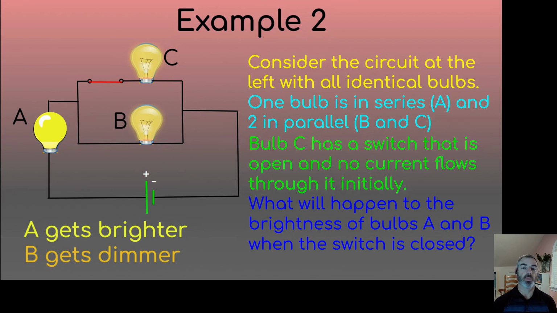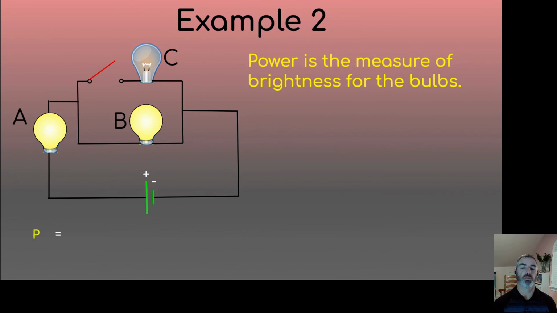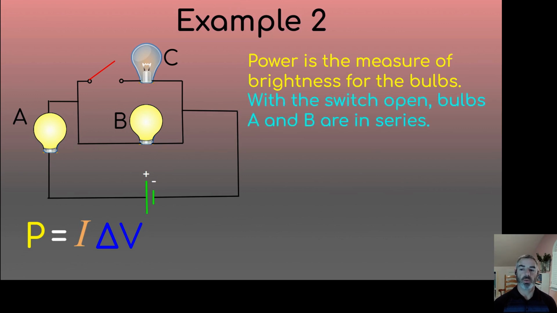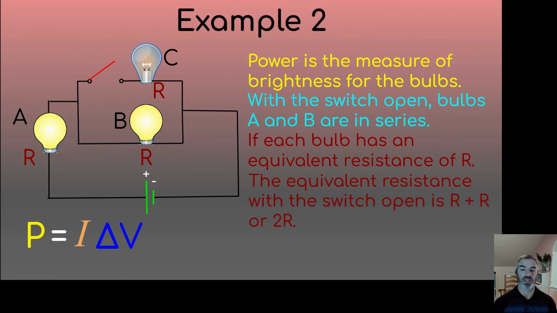Well, if you remember when we talked about electrical power initially, power is the measure of brightness for the bulbs and it's current times potential difference. So we have to address one or both of those values. So if we're going to address first the current value, with the switch open, we're going to find the equivalent resistance because we have a series circuit. So if each value is R for the resistors, then the equivalent resistance with the switch open is just 2R because it's like C doesn't even exist.